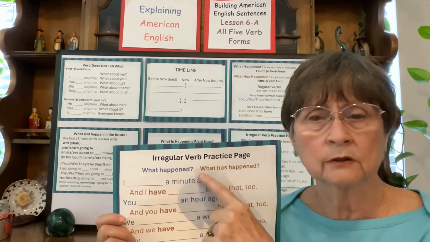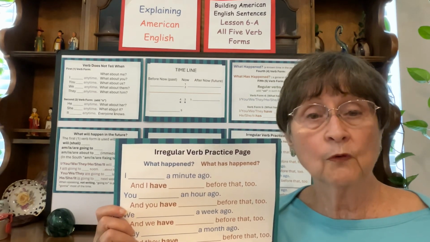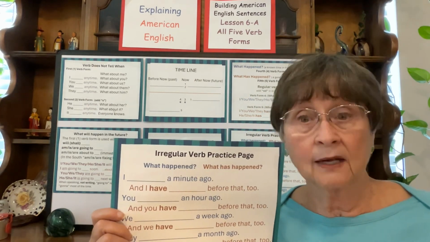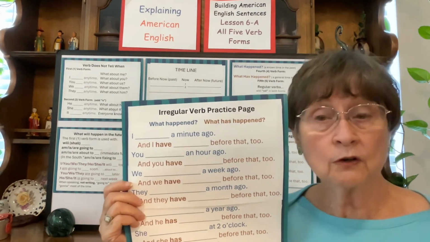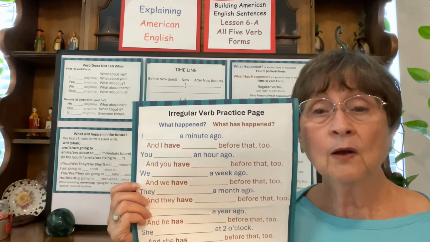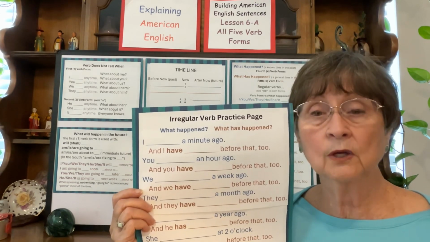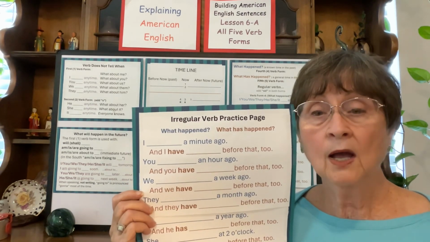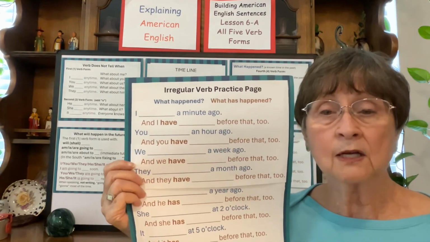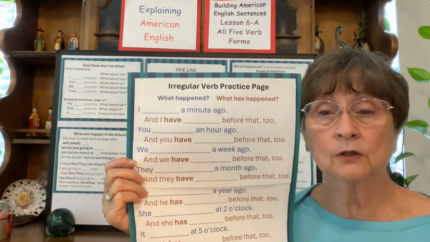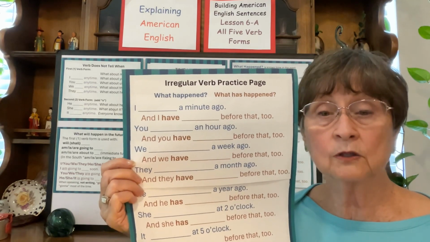If I say the brown, I'm talking about it's happened before now or before a certain time, any time before that. So we'll do walk first, in fact, because it's regular. I walked a minute ago, and I have walked before that too. You walked an hour ago, and you have walked before that too. We walked a week ago, and we have walked before that too. They walked a month ago, and they have walked before that too.